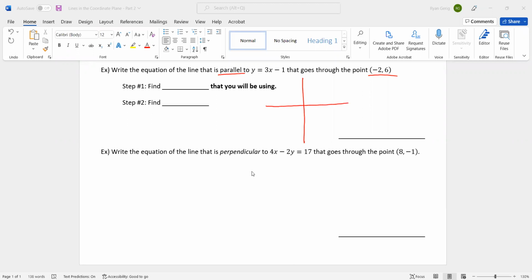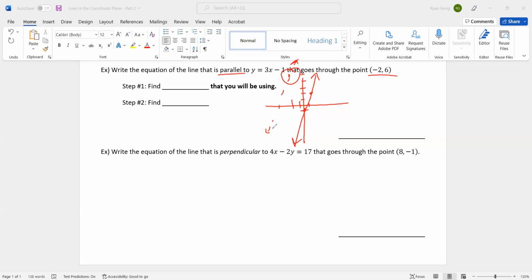So I'm going to graph this, go down to 1, and then from there I go up 3, right 1. So that's the line that I was given. Negative 2, 6 is way up here. It's definitely not on the line. What I want is the equation of the line that's dotted here. I want the equation of the line that's parallel to the solid line, but it goes through that point.